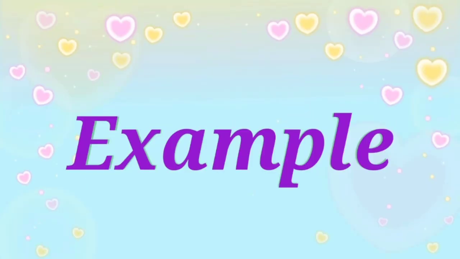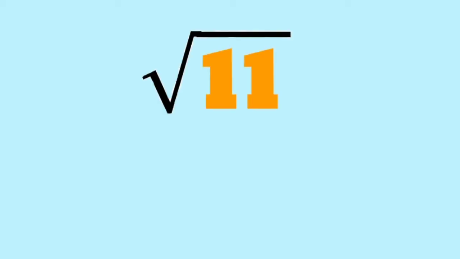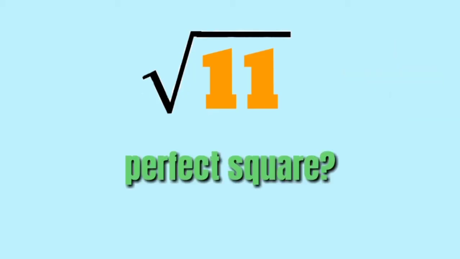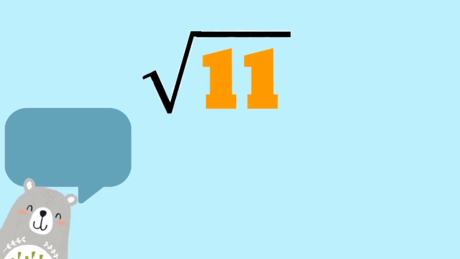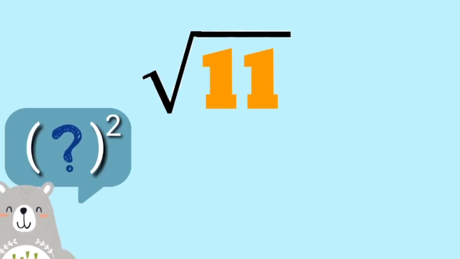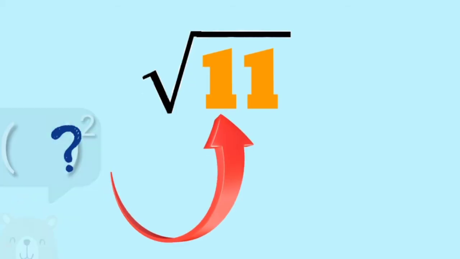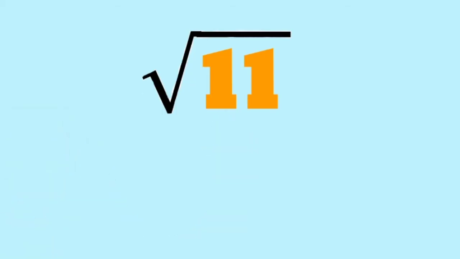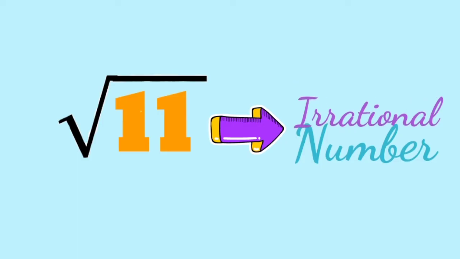Let us have another example. Square root of 11. The radicand here is 11. Is 11 a perfect square? No, 11 is a natural number. But since there is no other natural number that can be squared to result in the number 11, then 11 is not a perfect square. Therefore, square root of 11 is irrational.